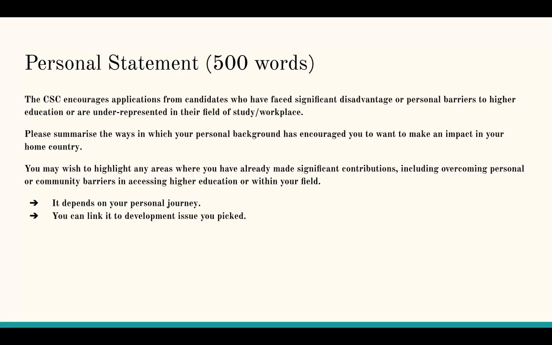So it is up to you. I would always advise you to link it to the development issue you picked. You can take feedback from other people, but at the end, it is your call what personal information you want to put in this essay and what you want to skip.